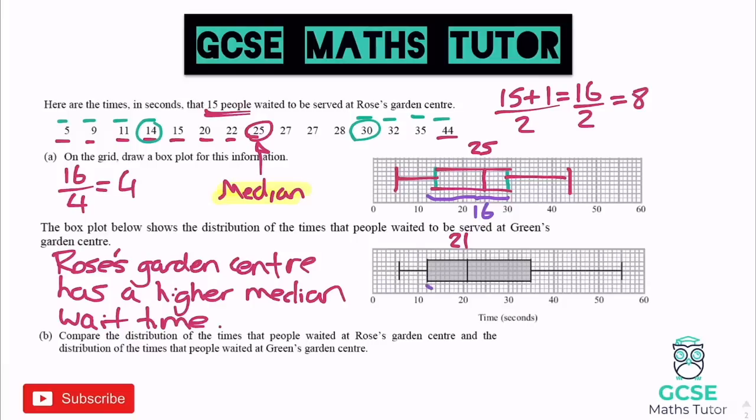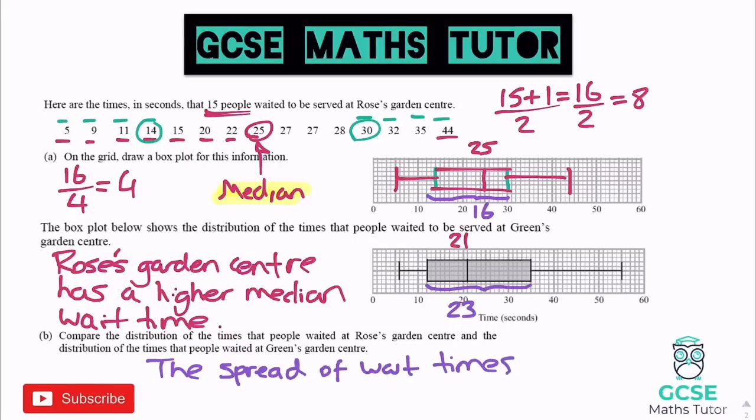Now, if I have a look at the one below, there we go, that is ranging from 12 up to 35. So 35 take away 12 is 23, there we go. So the range there, or the interquartile range, is greater at the Green's garden centre. So I would say the interquartile range, or the spread of wait times, or I could say it in a different way actually. I could say the wait times are more spread out at Green's. It probably makes a little bit more sense just to shorten it down.